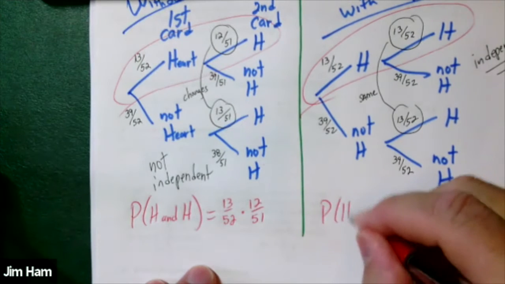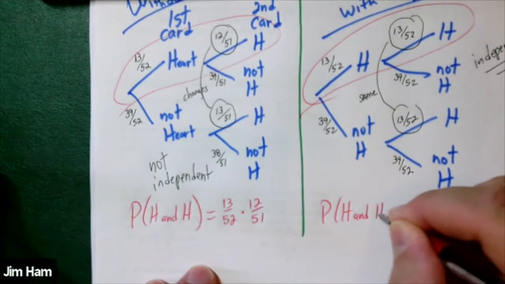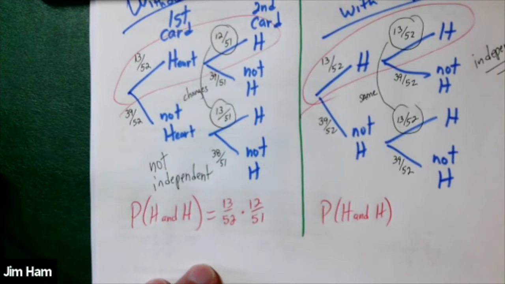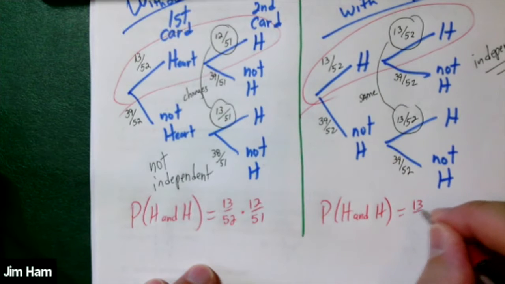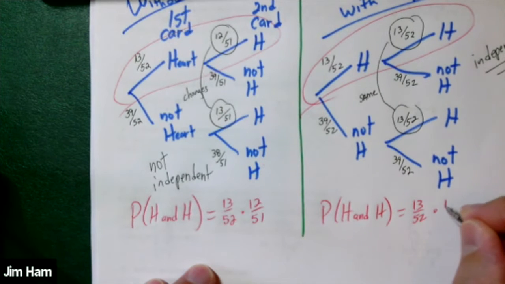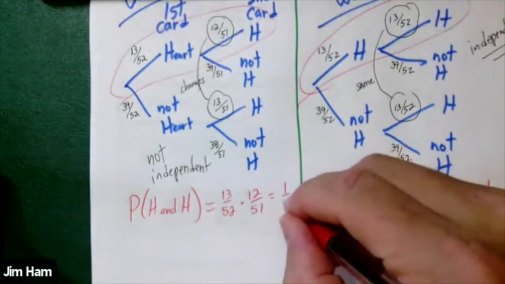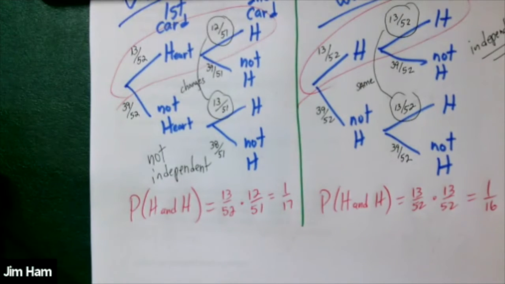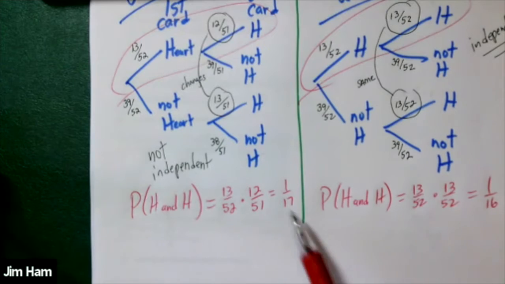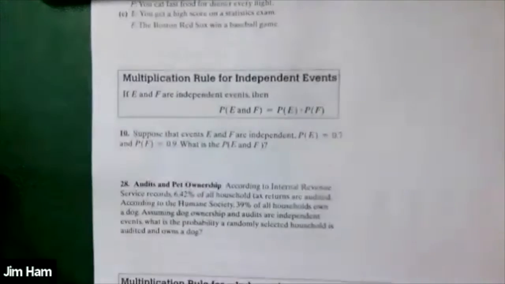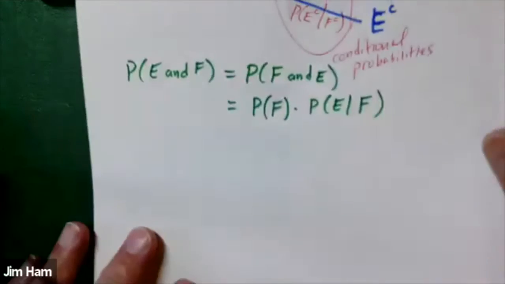Over here, if you have with replacement, then it's going to be 13 out of 52 times 13 out of 52. And that one I do know. This is 1/16. And this one here is 1/17. And it reduces. So they're very similar, yet different. So please consider tree diagrams in this section.